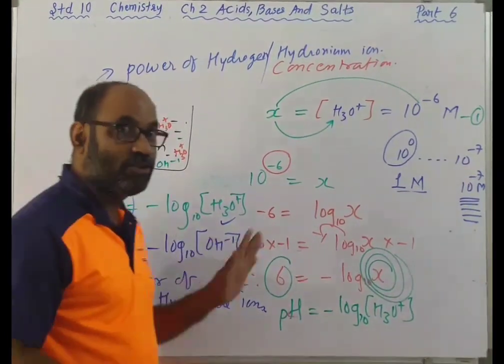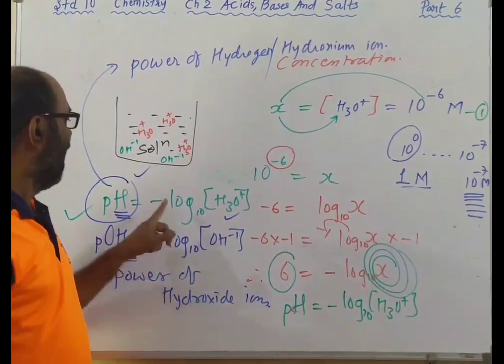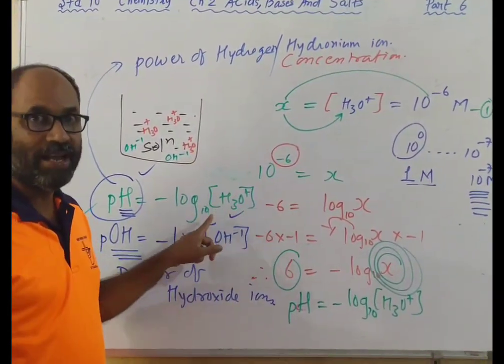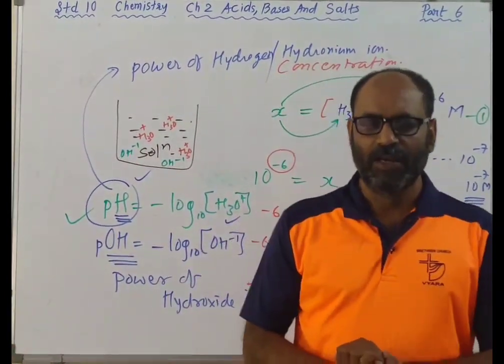I hope you have understood how you got that negative logarithm of hydroxide ion to the base 10 and negative logarithm of hydronium ion to base 10. Alright? Are you getting me, children?